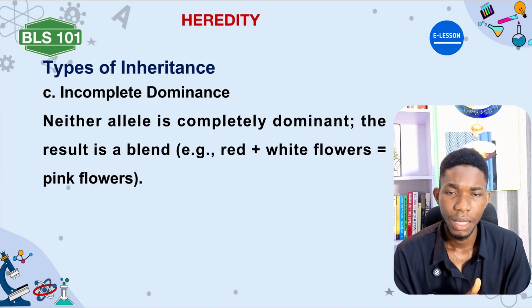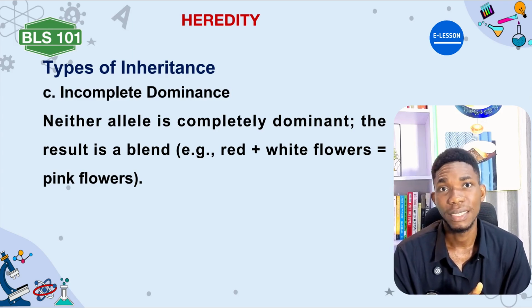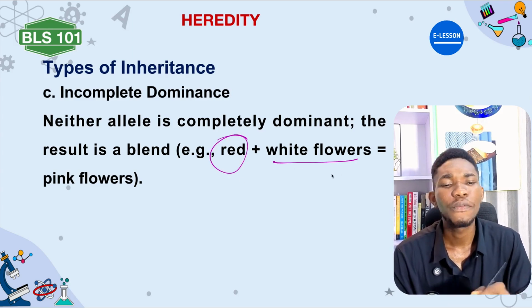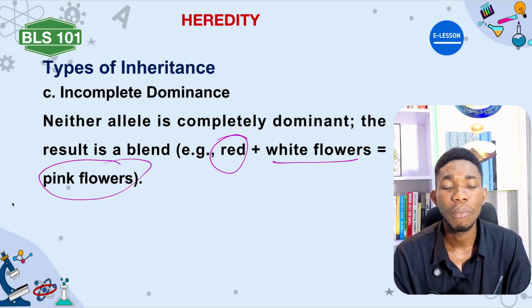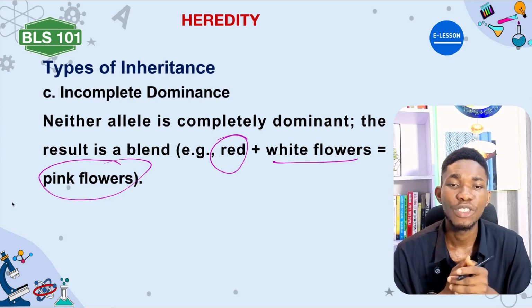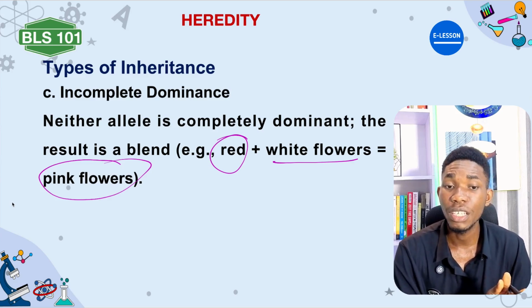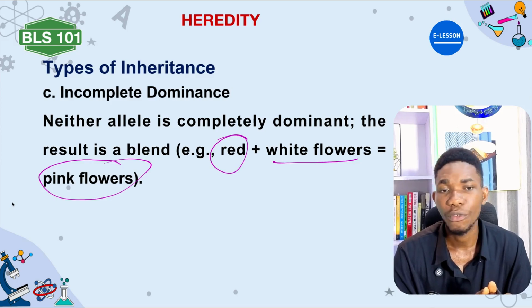Incomplete dominance. Now, for incomplete dominance, neither of them is completely dominant. The result is a blend. It happens, for instance, when you have red flowers and white flowers come together and they form pink flowers, that is incomplete dominance. All these are things they usually set in your JAM. Codominant, incomplete dominance. A situation where red flowers and white flowers come together and then they give pink flowers. This one brings part, this one brings part, they come together, form pink. That one is what? Incomplete dominance.